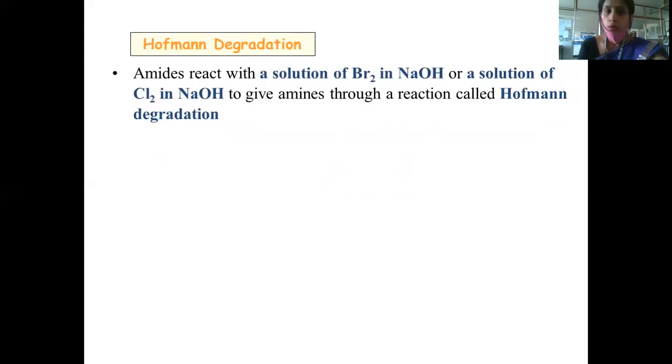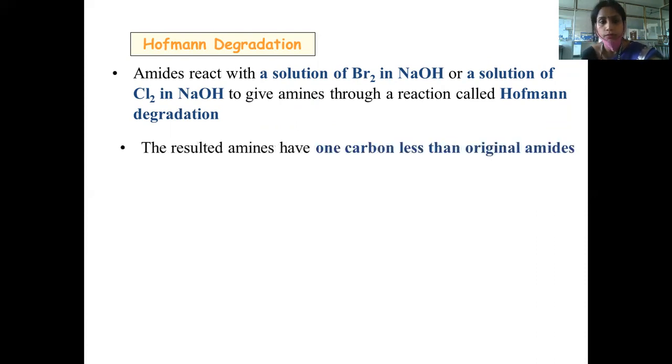Next, we come to a very important reaction, that is Hofmann degradation. So what is Hofmann degradation? It is the reaction of amide with bromine and sodium hydroxide, or chlorine in NaOH, and the product is an amine. So RCONH2 gets converted to RNH2. So there is one carbon less in the product. So it is also called a chain decrement reaction. That is why it is also called a degradation reaction.